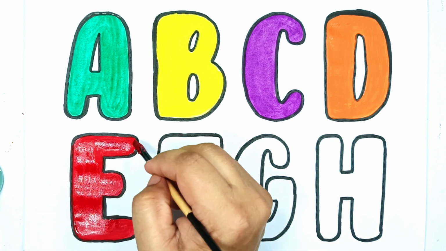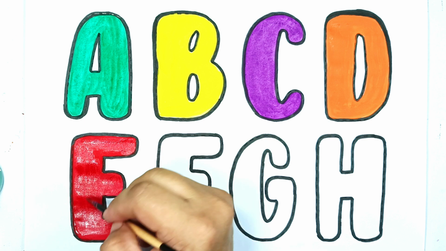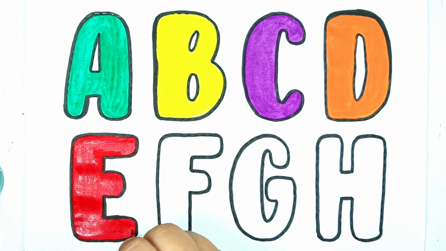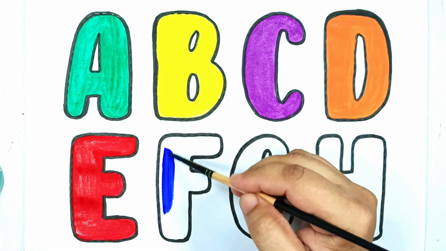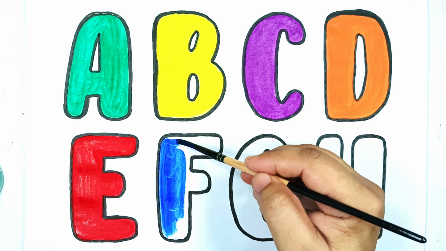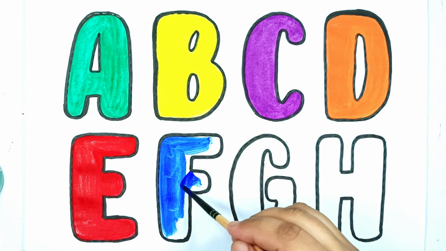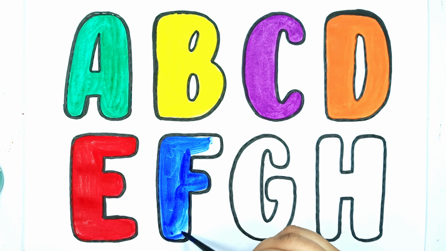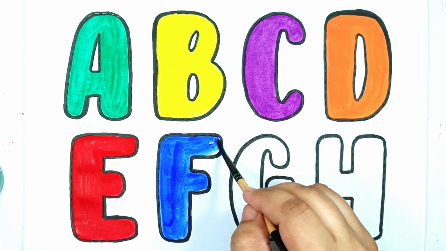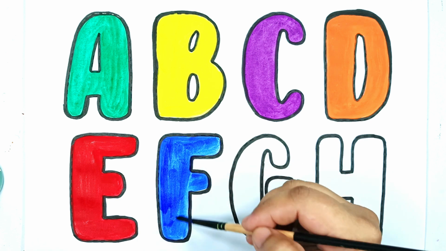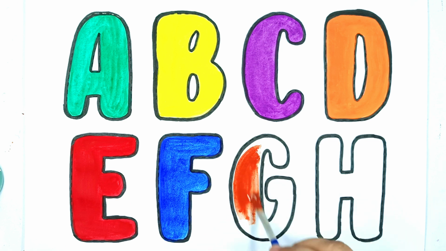H is for hat. H, happy hat making for kids. Blue color. H is for horse. Color.